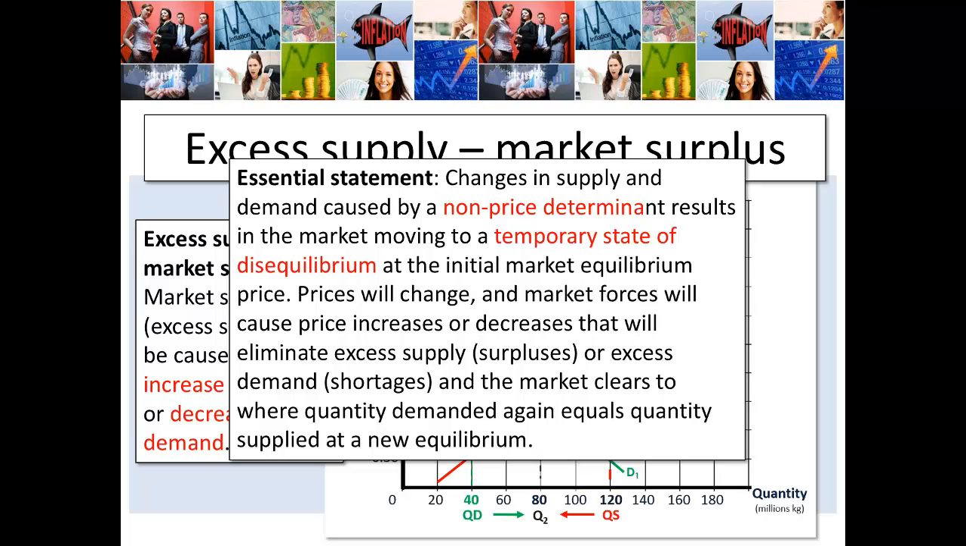Essential statement here: changes in supply and demand caused by non-price determinants result in the market moving to a temporary state of disequilibrium at that initial market equilibrium price. After that, prices will change and market forces will cause prices to increase or decrease, and that will eliminate excess supply in the case of surpluses, or eliminate excess demand in the case of shortages. The market clears to where the quantity demanded again equals quantity supplied at a new equilibrium. Essential statement. If you can get that through in your assessments, you're looking at top marks.